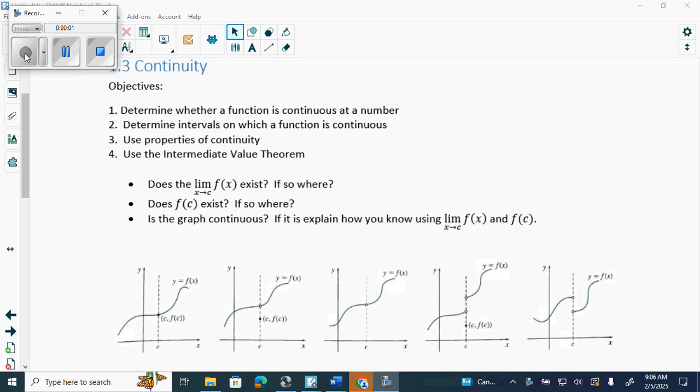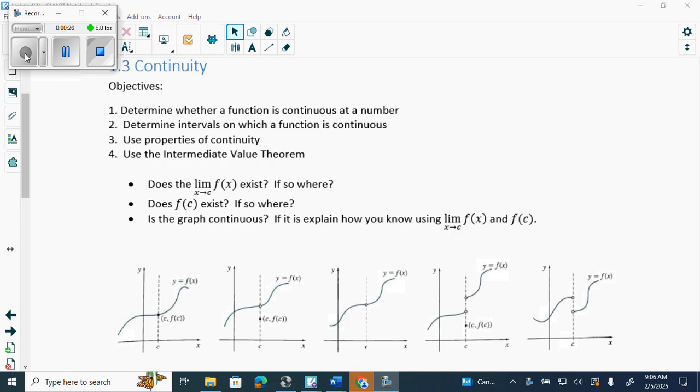Continuity, you can't have a removable discontinuity, because that's called a removable discontinuity, aka not continuous. Jump discontinuities are also discontinuities. So continuity happens when from the left side and the right side you approach the same thing and the value of the function is the same.